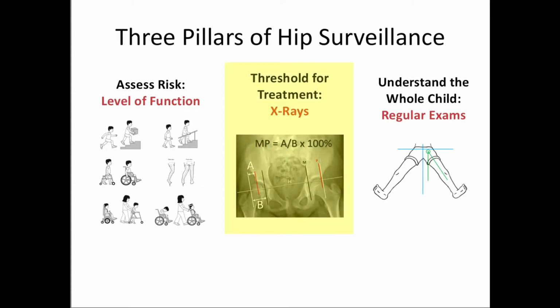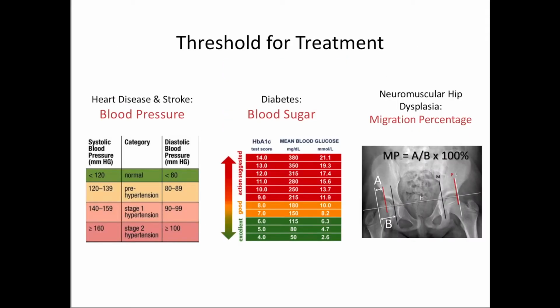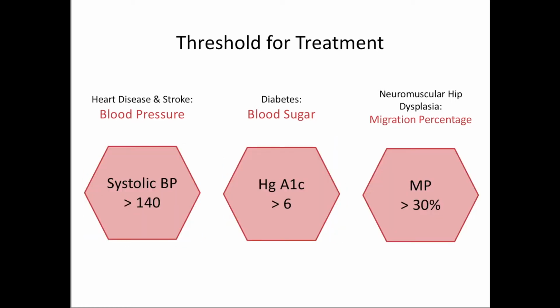Next, we need to understand the threshold for treatment. With different physiologic processes, we have different thresholds for treatment. For heart disease, we use blood pressure. For diabetes, we use blood sugar. And for neuromuscular hip dysplasia, we should use the migration percentage. And these are the thresholds.